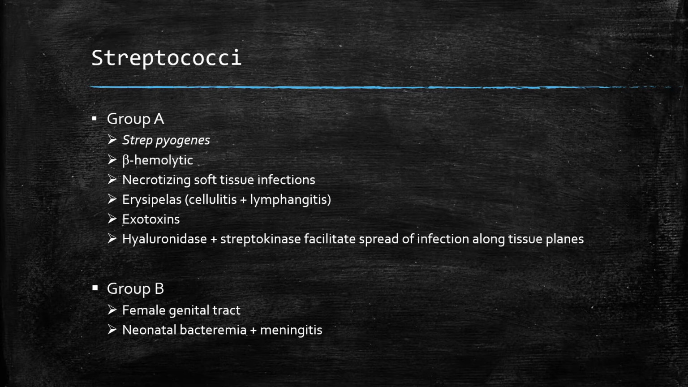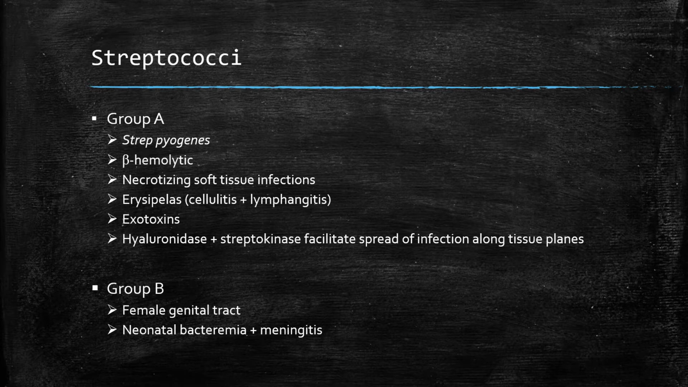Streptococci cause many different types of infections seen on a surgical service. Group A strep consists of a single organism, Strep pyogenes, or sometimes called beta hemolytic strep. This organism is responsible for severe necrotizing soft tissue infections as well as erysipelas, which is a combination of cellulitis and lymphangitis. This organism causes such severe infections because it produces multiple exotoxins. A few of these include hyaluronidase and streptokinase, which facilitate the spread of infection along tissue planes.